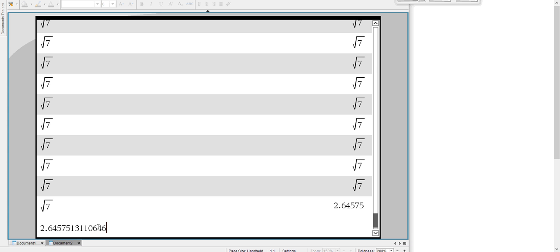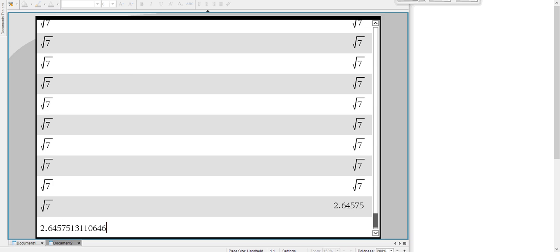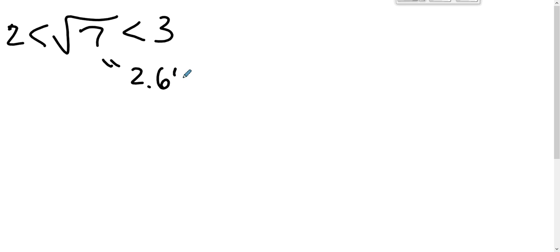And so this gives me the impression that the square root of 7 is some crazy decimal. What is it? 2.64575, and it goes on and on and on. So it doesn't appear to stop, and what's worse, it doesn't appear to repeat. And that's going to bother us.